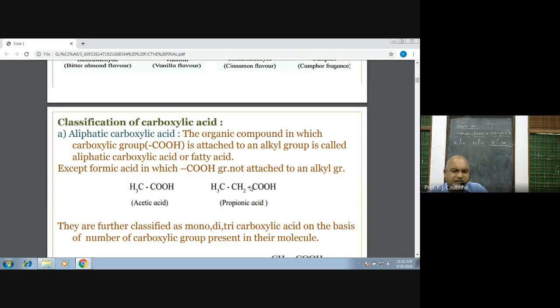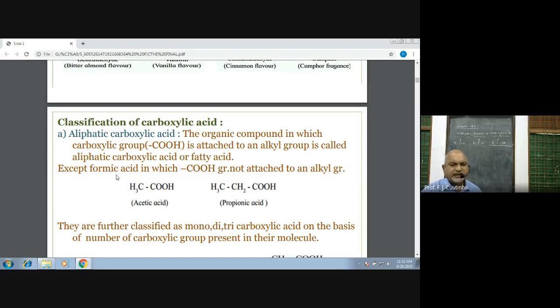So how many carbon atoms are there? 1, 2, and 3. So there are 3 carbon atoms. When there are 3 carbon atoms, we say propane. But there is a carboxylic group here, an acidic group, and that's why it is known as propionic acid. Three carbons means propane with a functional group of an acid, and that's why it is called propionic acid.